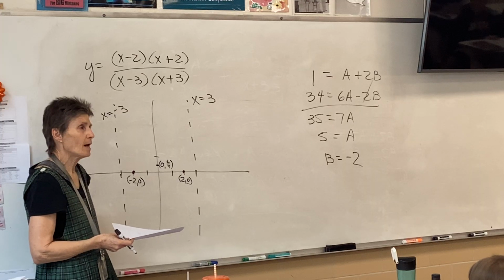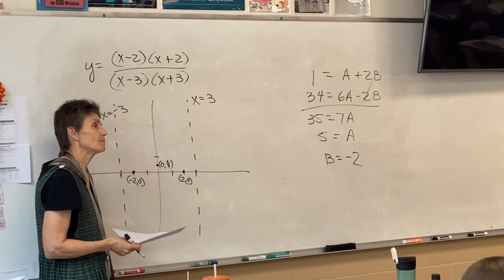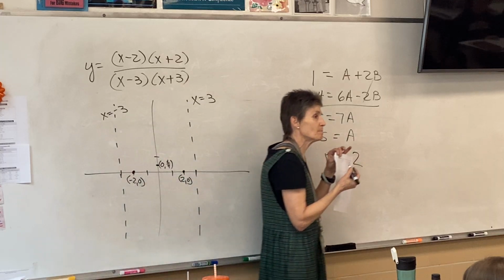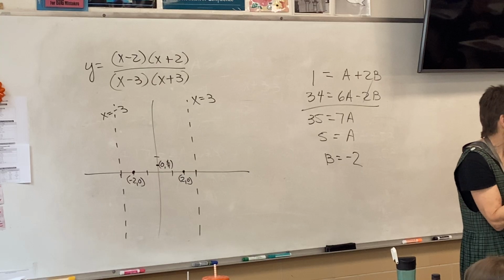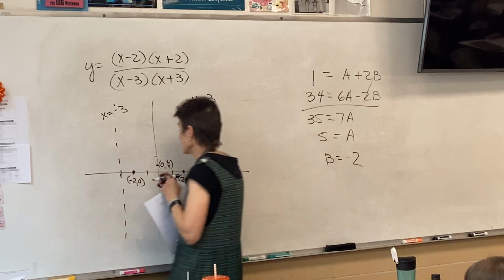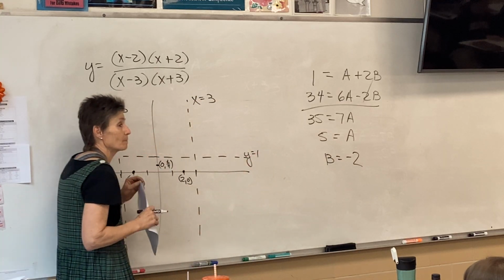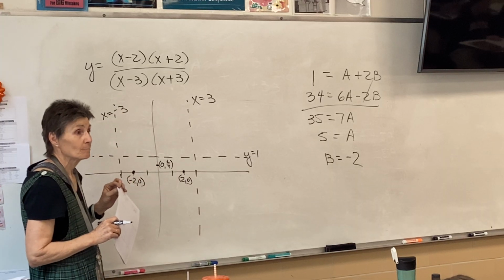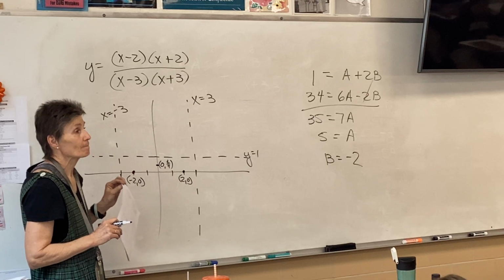How about a horizontal asymptote? Does anybody remember how we do that? It comes from boxing in x squared over x squared. That's one. So your horizontal asymptote is going to be at 1, y equals 1. Is that 4 over 9? Yeah, because that's what you get when you put in 0.